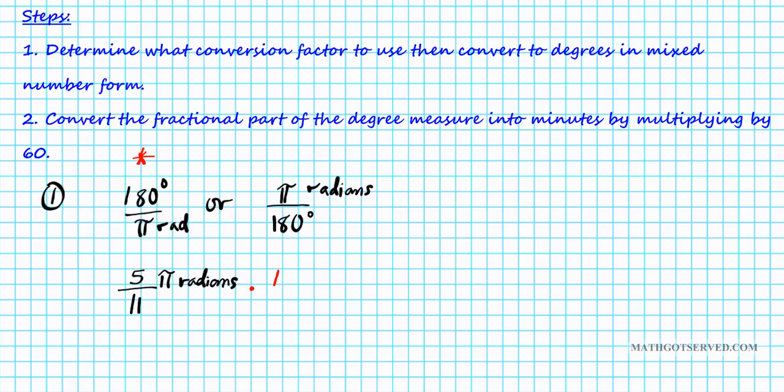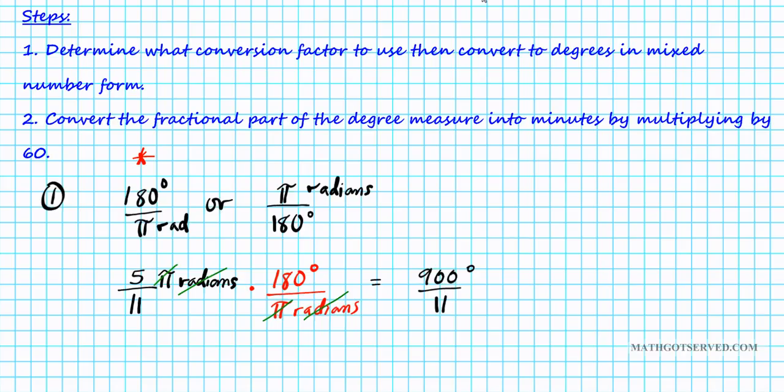So we're going to multiply by 180 degrees over pi radians. And what happens here is the pi divides out, the radians divides out also, so you're left with degrees, which is what you expected to find. Now when you multiply across, you have 5 times 180, which is 900 over 11 degrees. Okay, so 900 over 11 degrees, that's your answer.